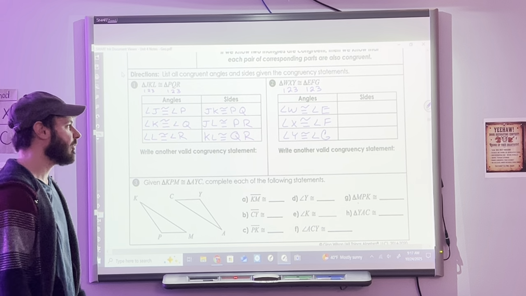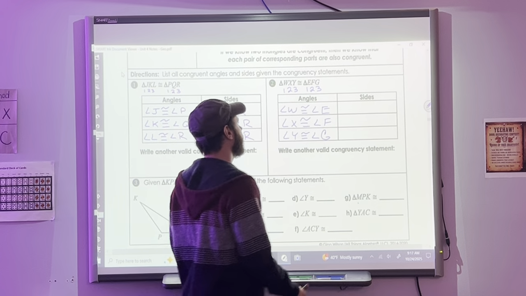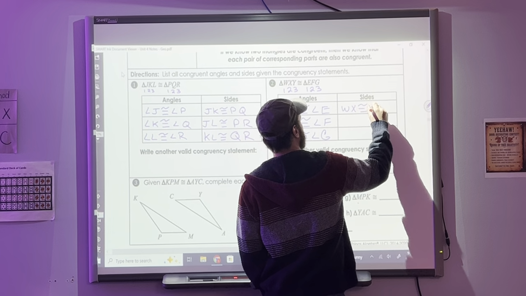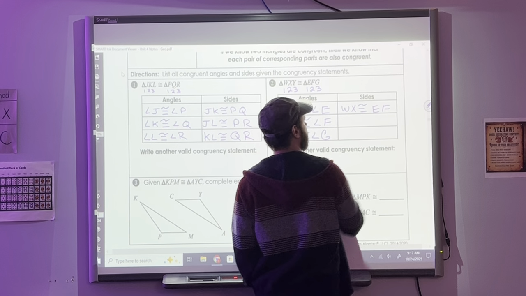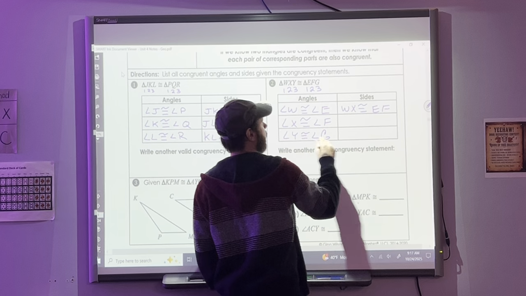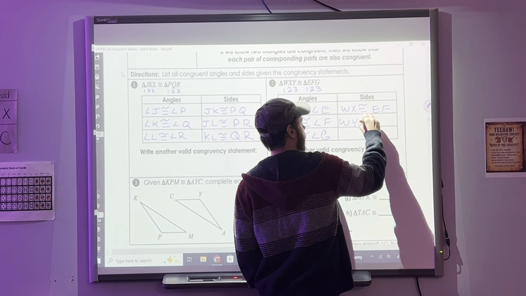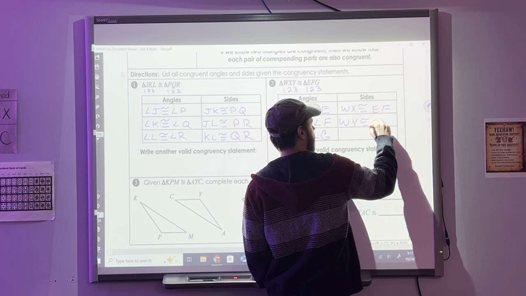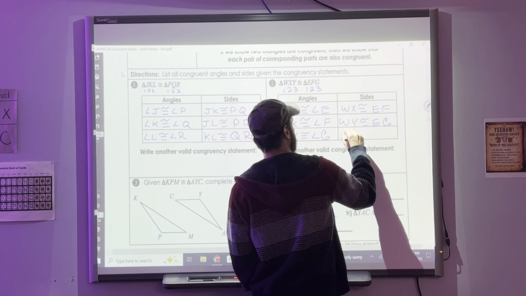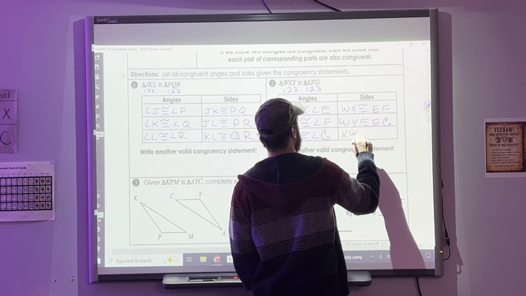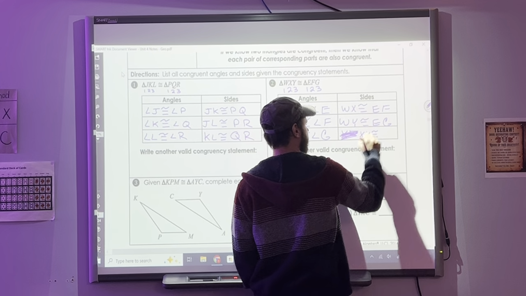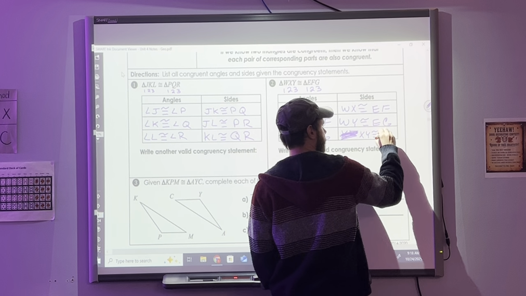I'm gonna pair number 1 with 2, number 2 with 3, and then number 1 with 3. So 1 and 2. WX congruent to EF. Let's see, I did 1 and 2. I'll do 1 and 3. WY congruent to EG. And lastly, I need to do 2 and 3, so XY, man. Congruent to FG.